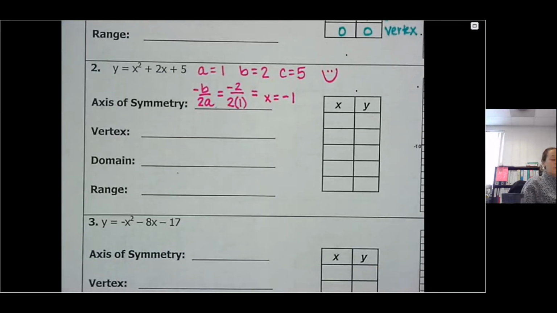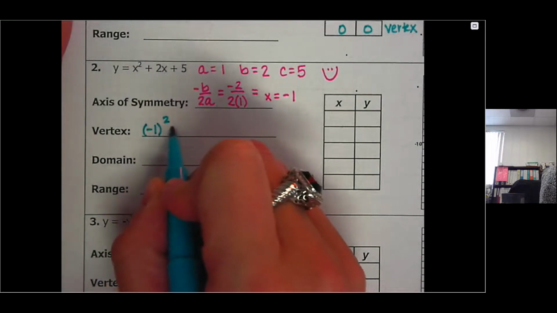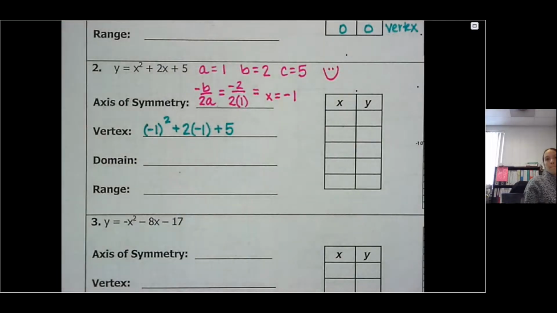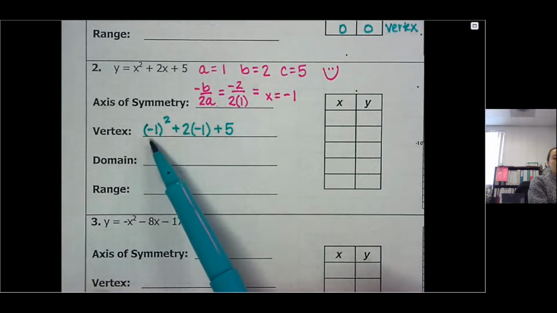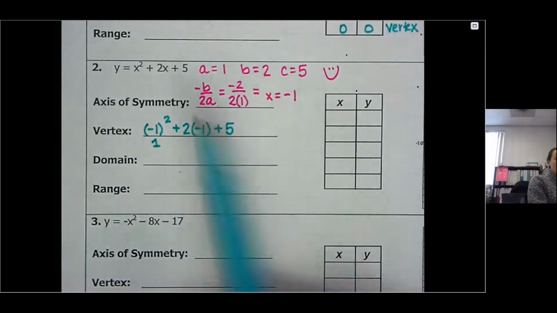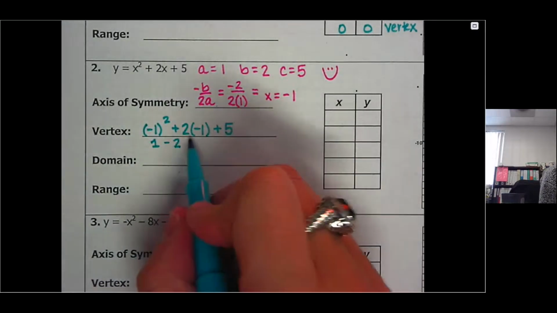Next is the vertex. So what do I have to do? Plug in the negative one. Good. So everywhere I see X, I'm going to put a negative one there. So I'm plugging in negative one. Okay, what should I do first? The parentheses, negative one times two. Yep, negative one squared. So that's negative one times negative one. What do you get? Positive one. What is two times negative one? Negative two. And then I bring down my plus five.